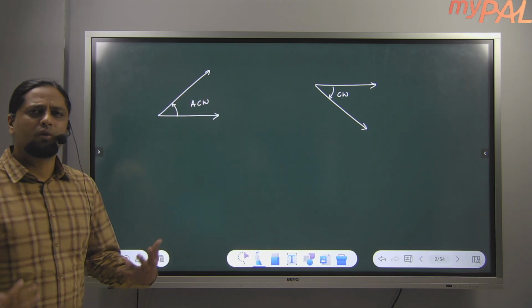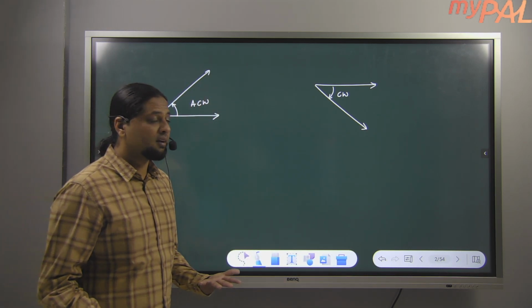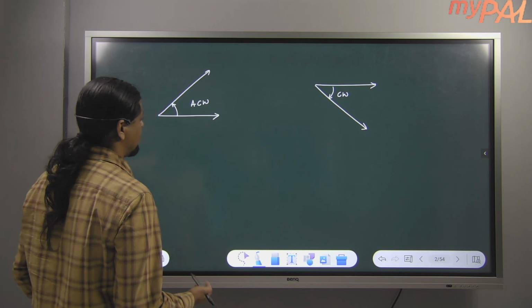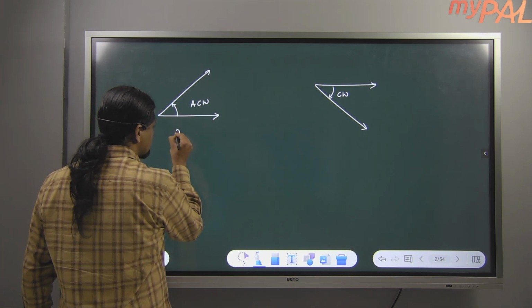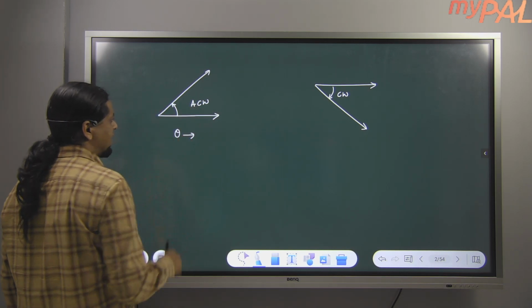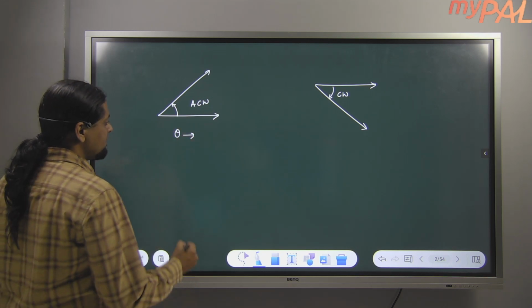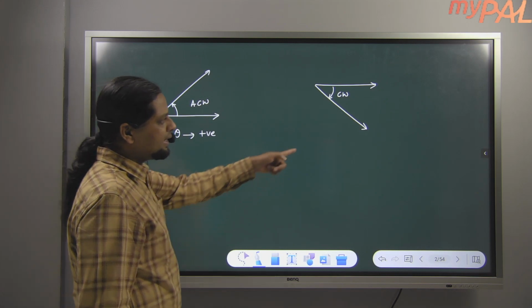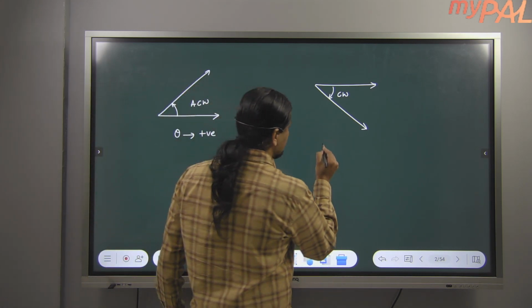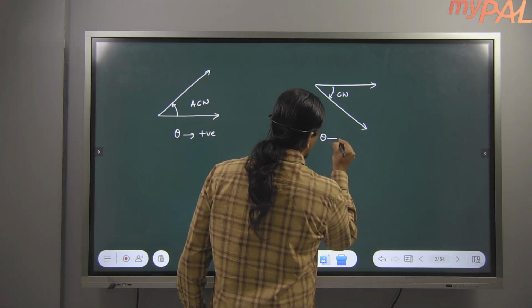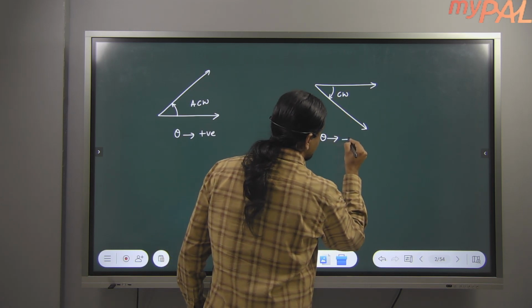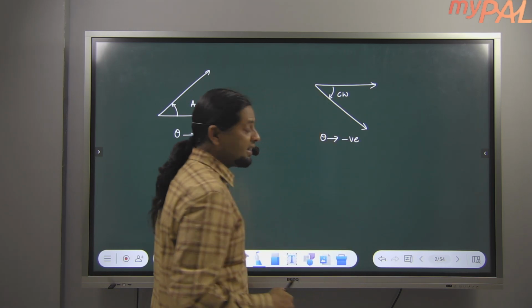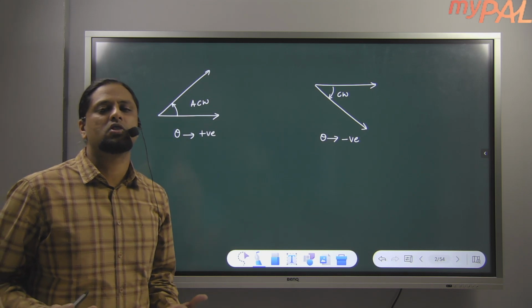So what is the difference? Why should we understand anti-clockwise and clockwise direction? Whenever I measure the angle in the anti-clockwise direction, the angle theta is considered to be positive. If I measure the angle in the clockwise direction, the angle theta is considered to be negative. Why so? It's a convention which is followed.